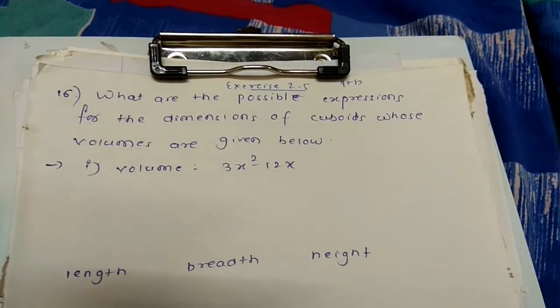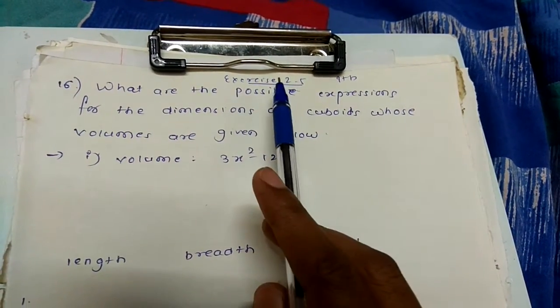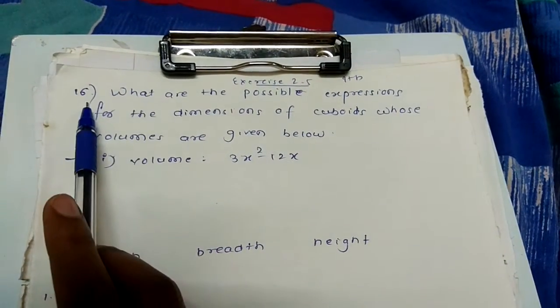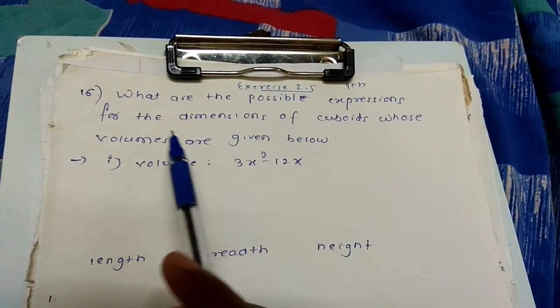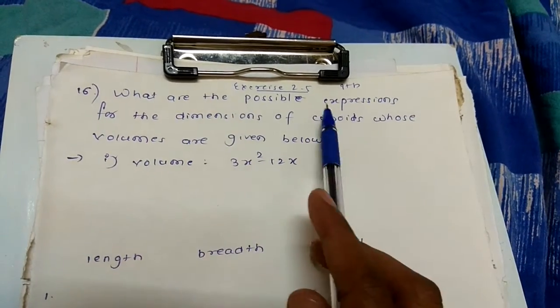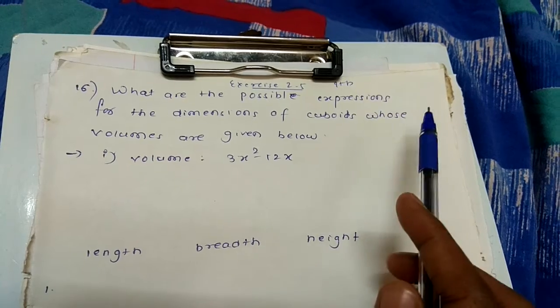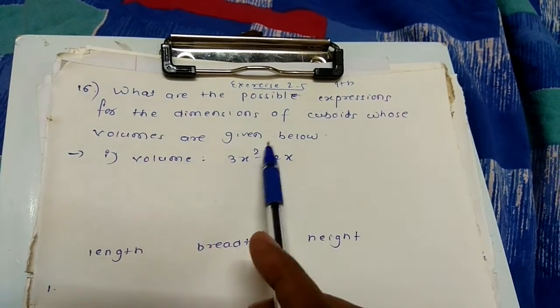Hello everyone, in this video I'm going to explain exercise 2.5 from 9th standard, question number 16. Question number 16 is: what are the possible expressions for the dimensions of cuboids whose volumes are given below?